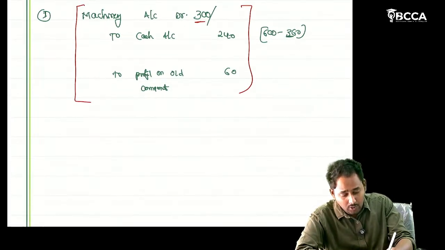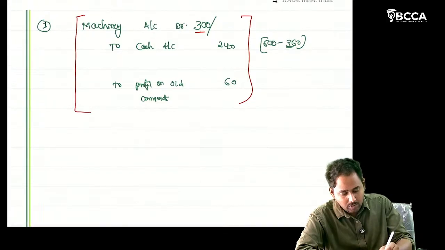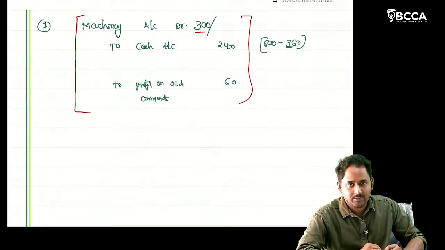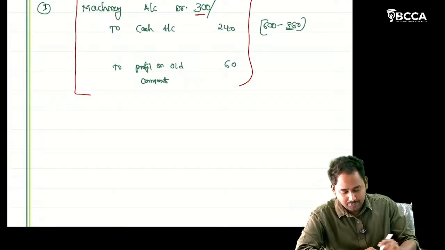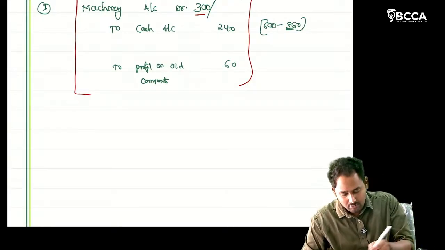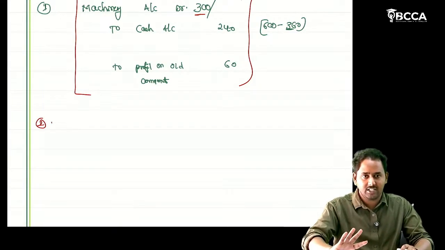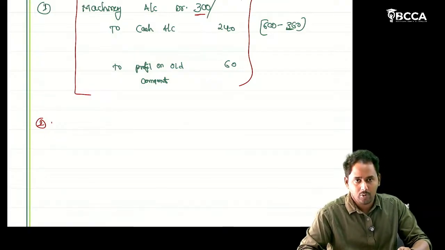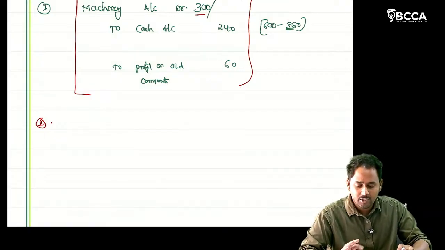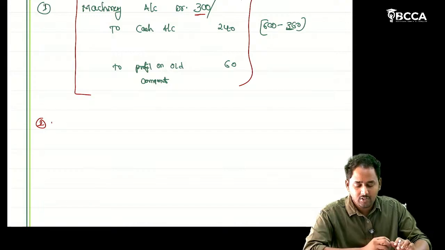No? Okay. How is this 300 coming? After 600 minus 300, right? So let it be. We can provide this journal entry, that's enough. No need to make it too complicated. So machinery account debit to, cash account debit to, profit on old component.